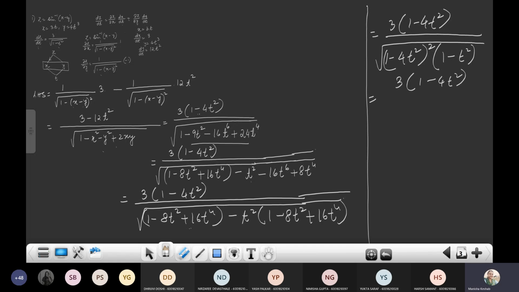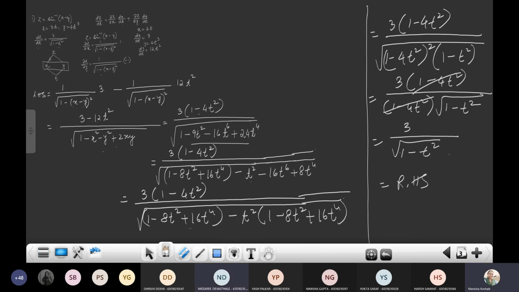1 minus 4t square divided by 1 minus 4t square into root of 1 minus t square. So these two are cancelled. So 3 by root of 1 minus t square, right. This is how we can simplify.